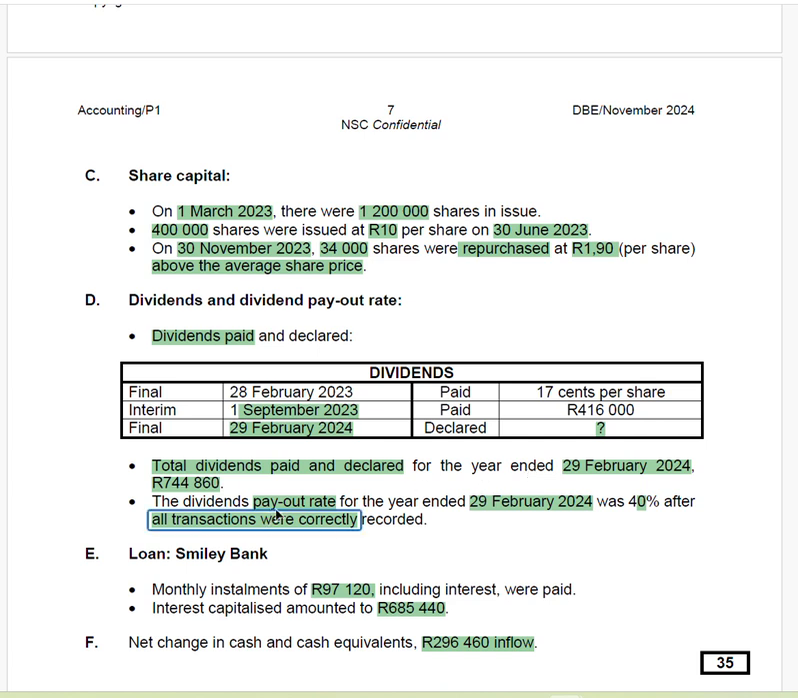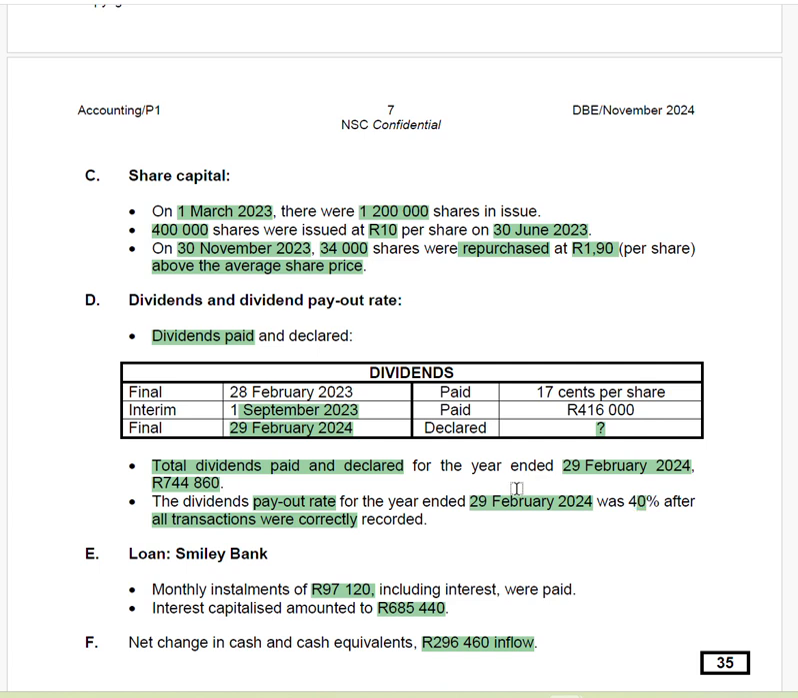Then when we're looking at point 2, they're saying the dividends payout rate, or you can say ratio, for the year ended 29 February 2024 was 40% after all transactions were correctly recorded. So what does that mean? It means that it's 40% of the net profit after tax, which is correct, right? Meaning to say, all the adjustments that were necessary have been corrected. Then 40% was then paid over to the shareholders. So, why is this important for you? It's because it can then assist you to ascertain what the profit after tax is.